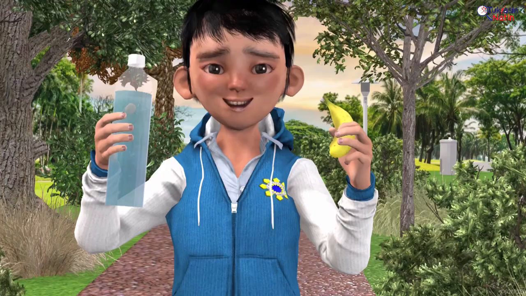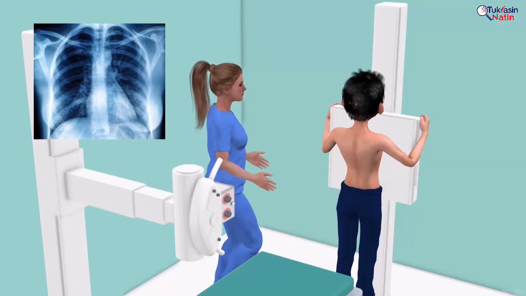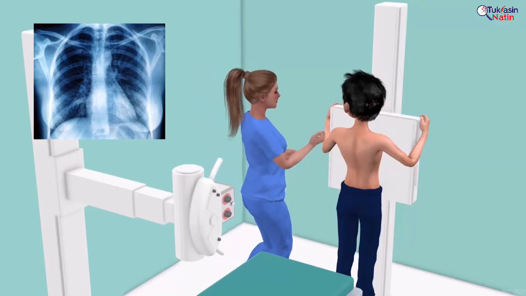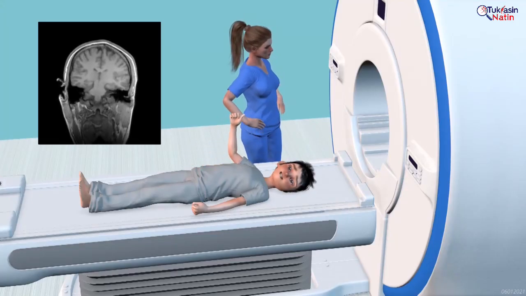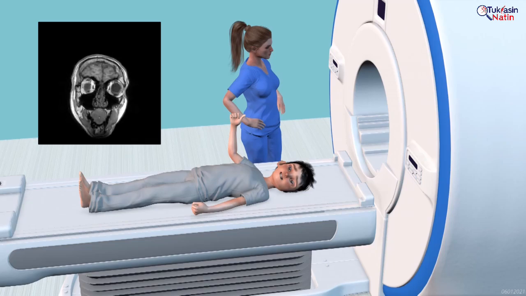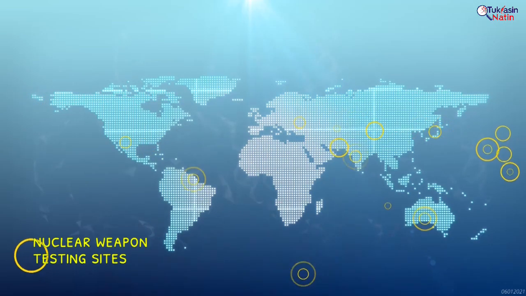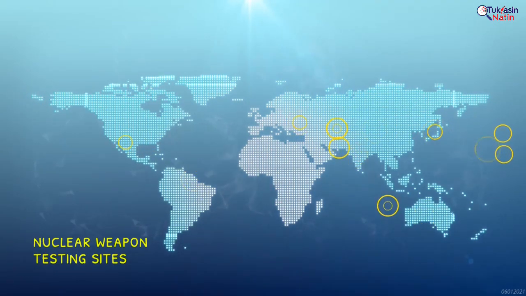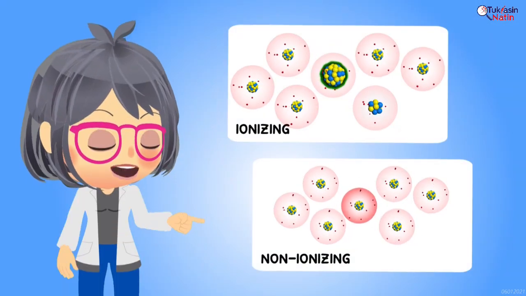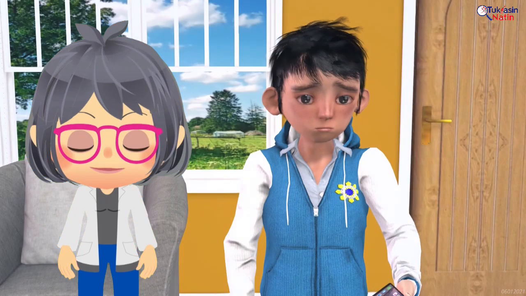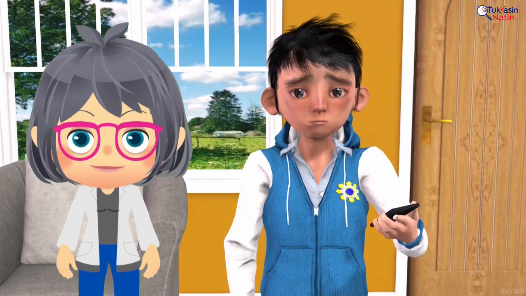Oh, I didn't know that. There are also artificial or man-made sources of radiation, which include medical X-rays, industrial gamma rays, and in some extreme cases, fallout from testing of nuclear weapons. Radiation may be ionizing or non-ionizing. What's the difference between those two?